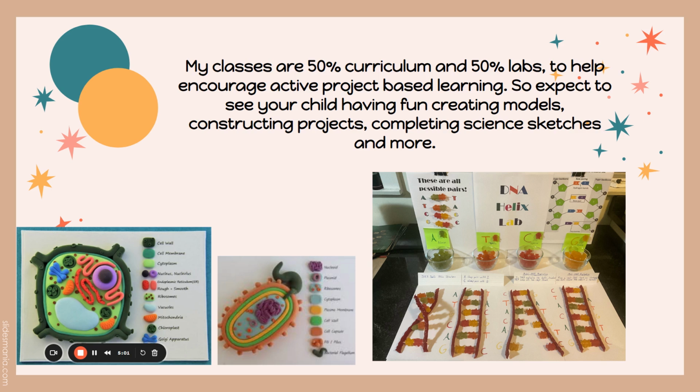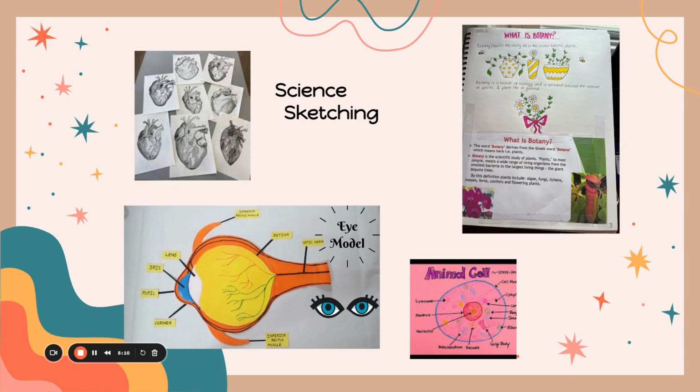So expect your child to be doing lots of models out of clay, with Play-Doh, with candy. So I try to make it lots of fun. We do lots of science sketching. So all of my students have a spiral notebook. It doesn't matter if it's a high school student or an elementary student. We're going to be doing lots of drawing and labeling, depending on the grade level, how detailed that would be. But if we're studying the animal cell, for example, a student would be drawing the animal cell and labeling it.